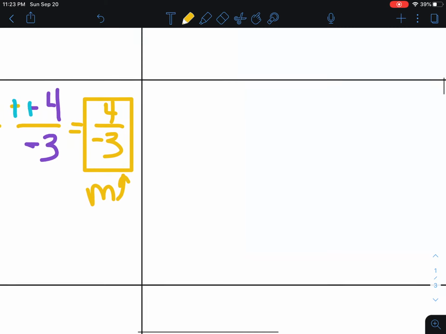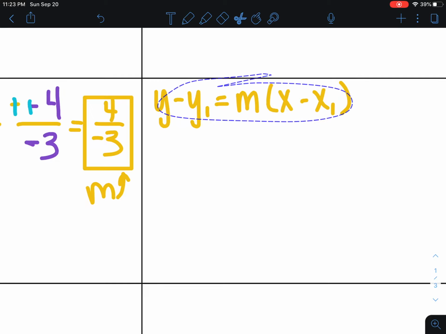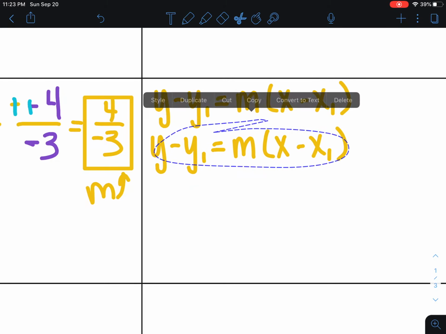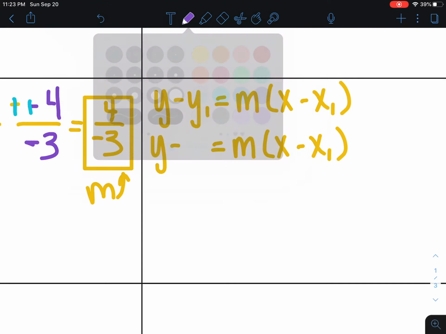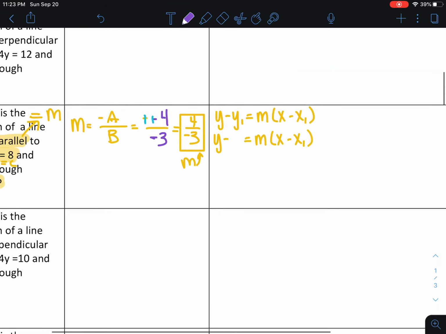Okay, so now that we have our slope, we need to plug it in to point slope form. Y minus y1 equals m times x minus x1. And I'm going to go ahead and copy paste it, and then I'm going to erase and replace. So I'm going to erase the y1, and I'm going to replace it with, what was y1 again? Let me go check. It was negative 10.